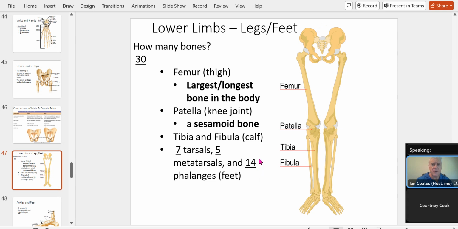Lower limbs, moving on into the legs and feet. Boy, that light at the end of the tunnel is just getting brighter, isn't it? How many bones are we looking at there? You've got 30. There's your femur coming on down. Patella. Tibia is the big one. Fibula is the little guy at the side. And then we get into the tarsals, metatarsals, and phalanges here.